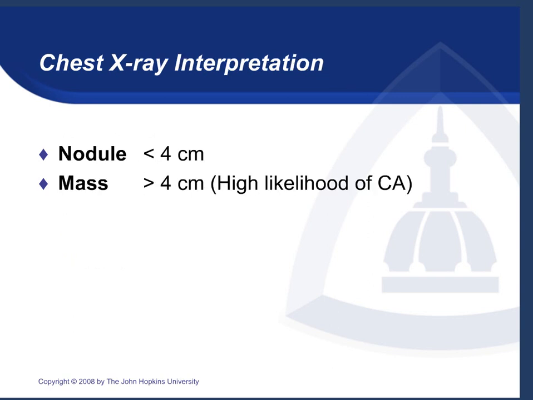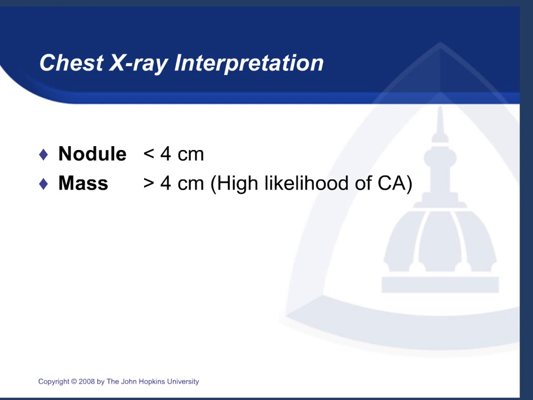So a nodule is defined as a solitary lesion less than 4 centimeters in diameter, and a mass is defined as that greater than 4 centimeters. And the importance of this is that if you see an X-ray with a mass, so a lesion greater than 4 centimeters, there's a very high likelihood of this being cancer. Okay, more than 75% of the time, these will be malignant lesions.